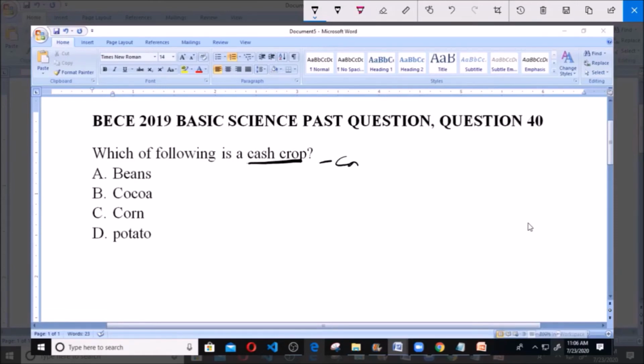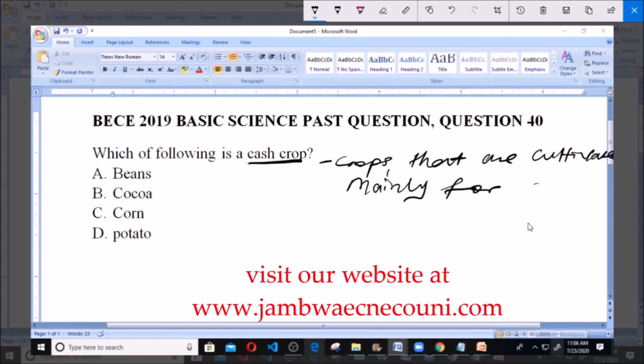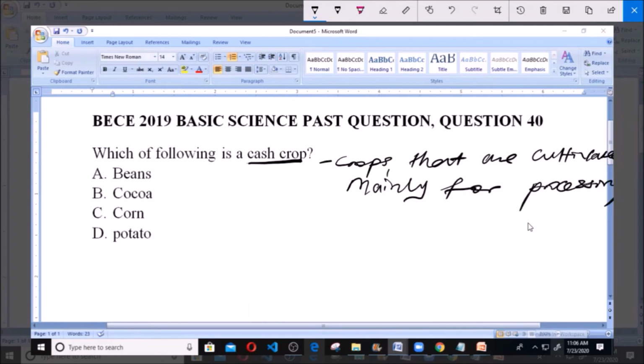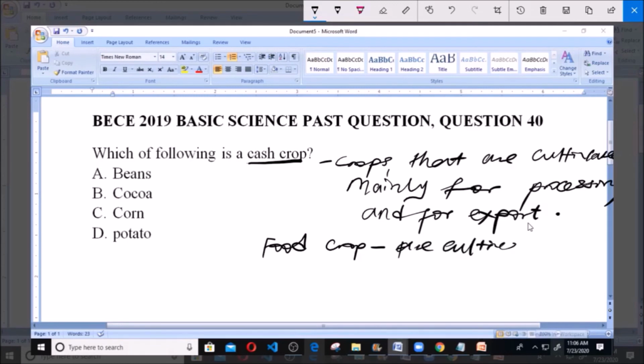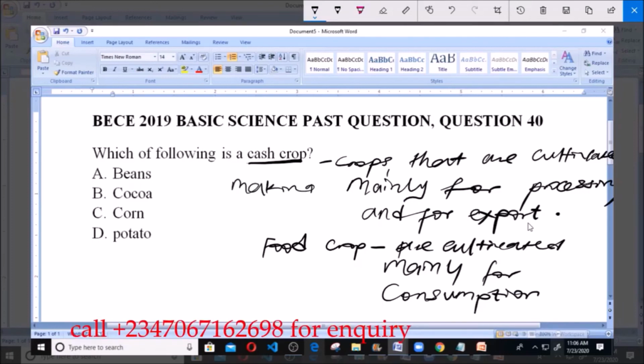Cash crops simply means crops that are cultivated mainly for processing and for export. You notice that cash crop is different from food crop, whereby food crops are crops that are cultivated mainly for consumption. But cash crops, on the other hand, are crops that are cultivated mainly for processing and for export. That is, they are cultivated for the sole purpose of making money.